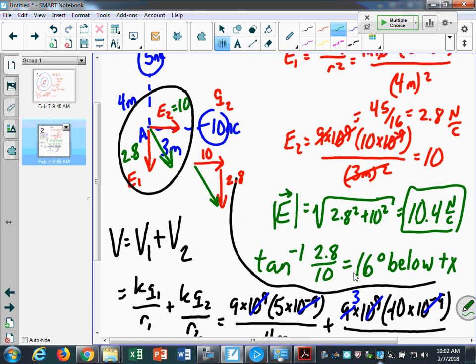And, you know, if you've been doing vectors for a long time, then you see that, but it might help you to draw your triangle, especially since it's been a while since we've seen this, since last semester. Now, I'm looking for this angle right here. And so the adjacent side is the 10, and the opposite side is the 2.8. So we have opposite over adjacent. This is opposite, because it's opposite this angle, and then this is adjacent to that angle. So that's a good question. All right?